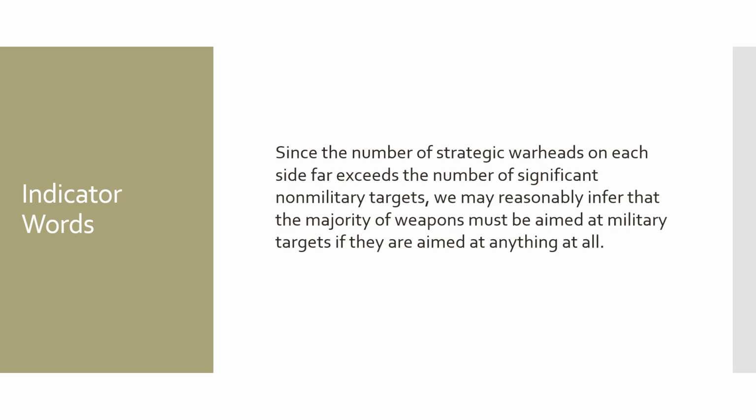Here's another example. Since the number of strategic warheads on each side far exceeds the number of significant non-military targets, we may reasonably infer that the majority of weapons must be aimed at military targets if they're aimed at anything at all. Now notice, in this argument, there's a very clear indication of conclusion. We may reasonably infer, which is just another way of saying therefore, right? And therefore is really your classic indication of a conclusion. And of course, if you pay attention to this, what follows, we may reasonably infer, is in fact the conclusion that's being defended.